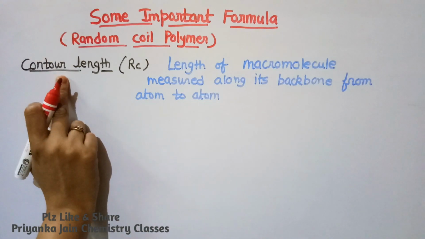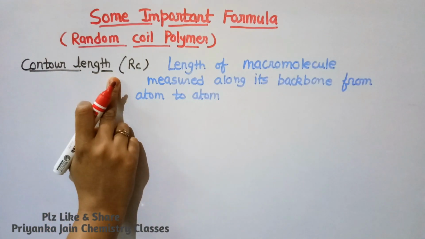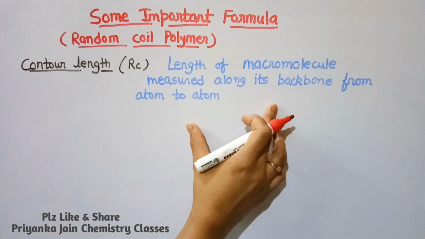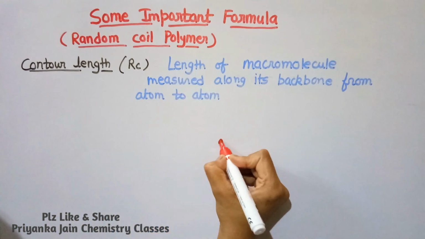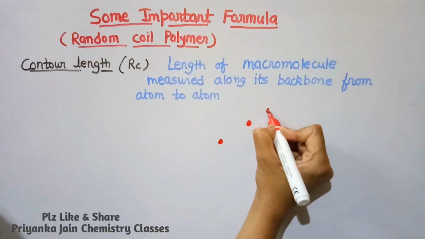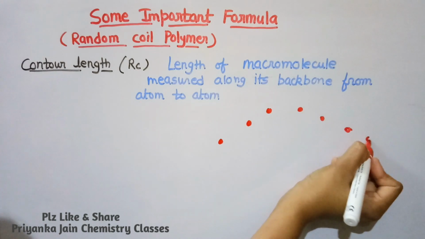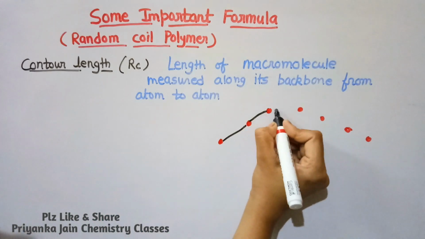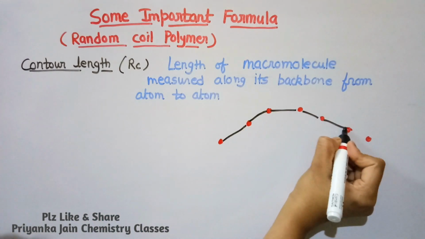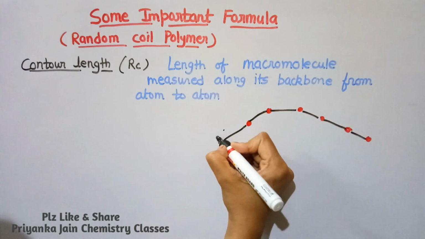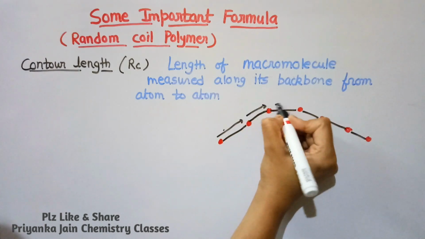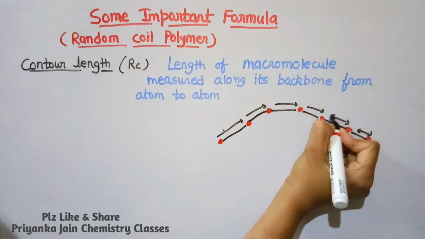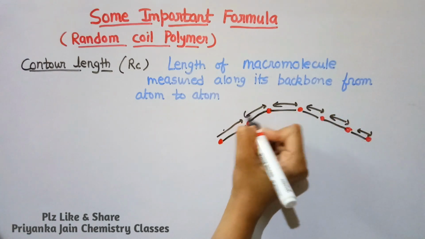First formula is for the contour length, that is denoted by RC. Actually, it is the length of macromolecule measured along its backbone from atom to atom. It means suppose we have these different monomers in this manner, and these are joined in this way. So we have to measure in this manner, here, then here, then here. In this manner we have to measure this whole distance. When we measure, this is called the contour length.